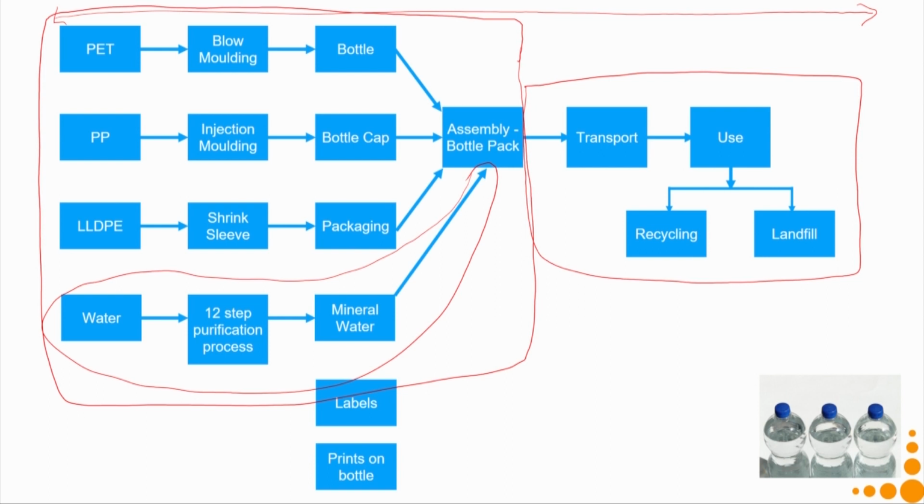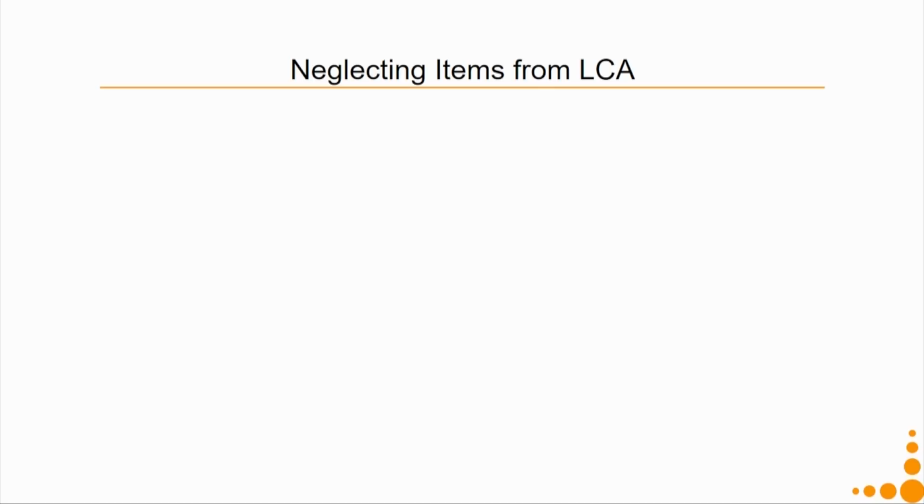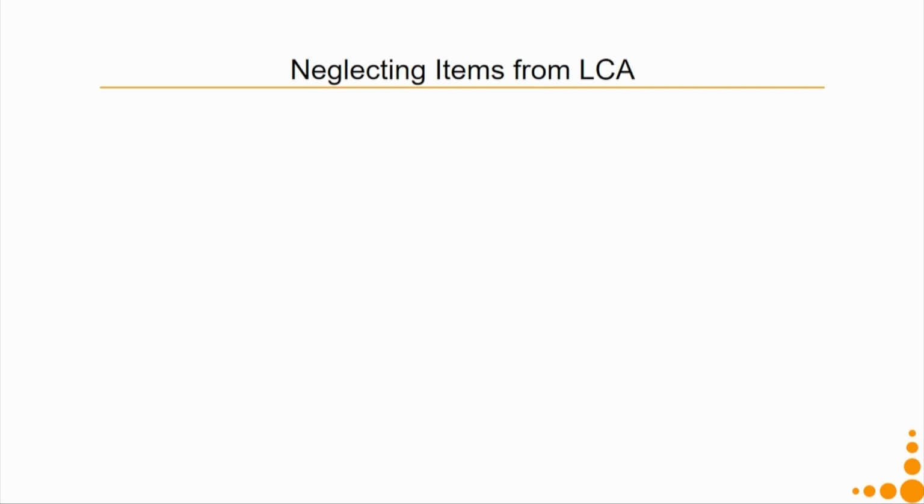Because say, for example, the bottle in our example case is a simpler example. I might have a more complex product with a larger number of components. Then on the production side, if we try to list down each and every component of it, it might get too complex. So, neglecting items from LCA is possible, for which we have certain rules.